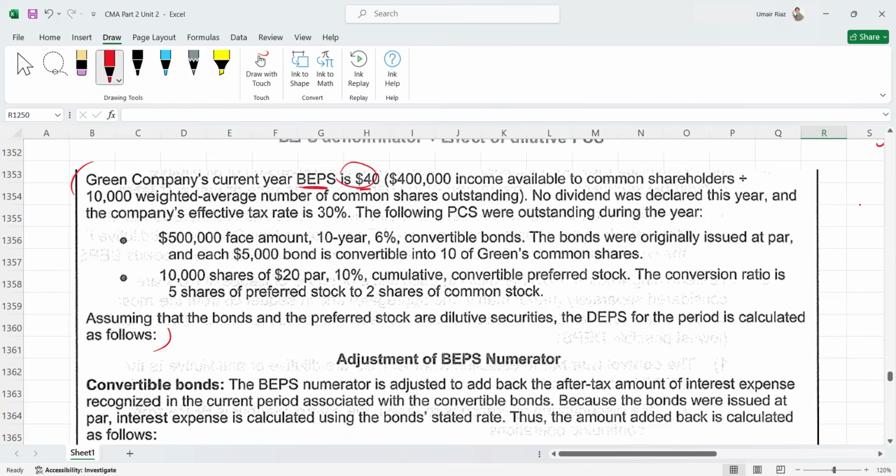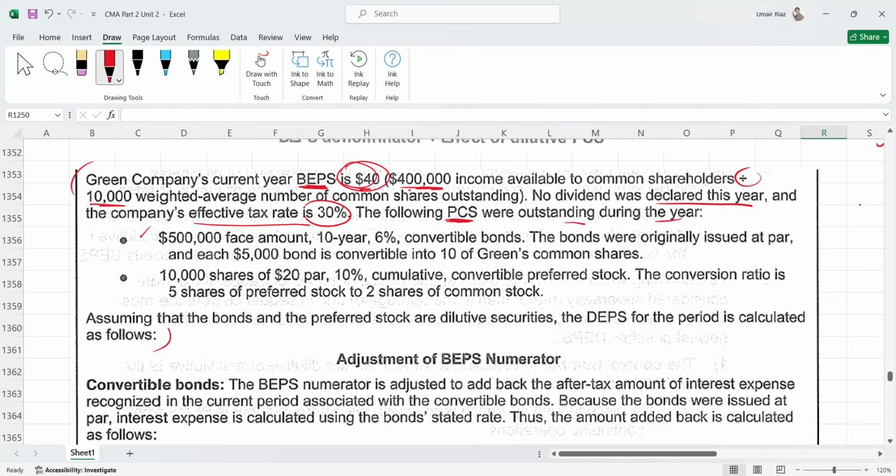And how is this $40 calculated? Income available to common shares is 400,000 divided by the weighted average number of shares, how much? 10,000. So 400,000 divided by 10,000, $40 is the basic EPS. So we are provided with the basic EPS calculation. And then they are telling you no dividend was declared this year. Okay. And the company's effective tax rate is 30%. The following potential common stock, PCS, were outstanding during the year.